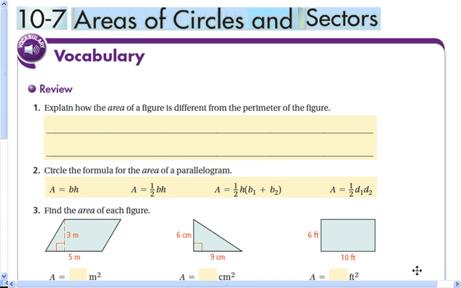Hey students, this is lesson 10.7, area of circles and sectors. We're going to figure out how to find the area of circles and parts of circles. Go ahead and do this review. You can check back with your answers.